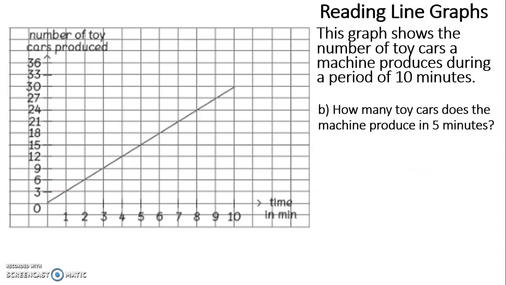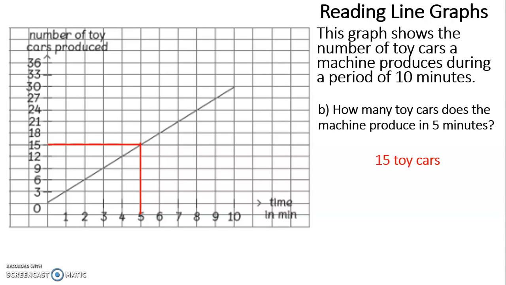Now let's look at B. How many toy cars does the machine produce in 5 minutes? Find 5 along the x-axis. Get your ruler, draw up to the line of the line graph, and then use the ruler to draw a line along to the y-axis.